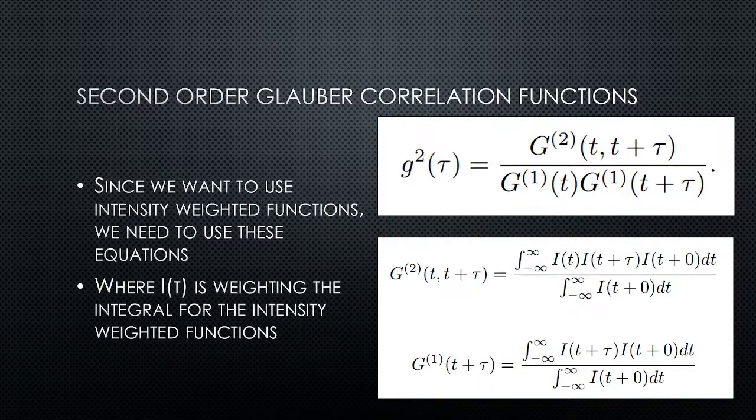So we want to use intensity weighted functions. This has already been done with traditionally weighted functions using the period, and because there's not a well-defined period for gravitational waves, we want to use intensity weighted functions. And so this work was done by a previous student, Alex, and he derived these equations. As you can see, the intensity functions in the Glauber correlation functions weight the function, and we're going to see that in a minute when we look at the graph that was produced.